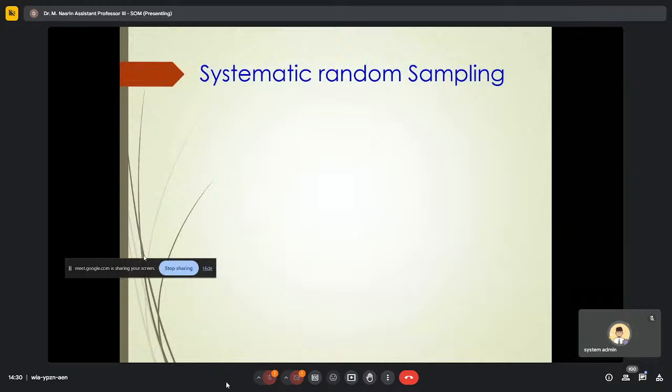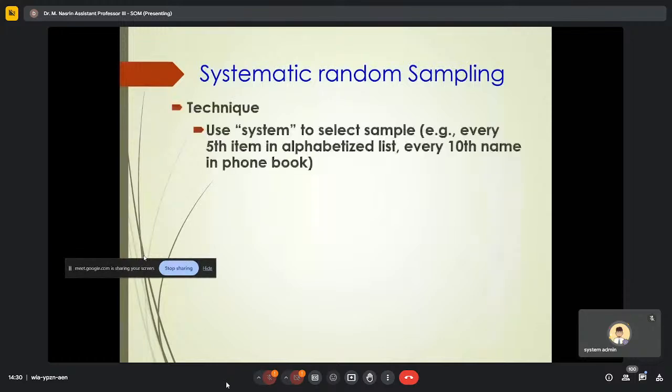So systematic random sampling is a second technique which I am going to adopt in my sampling. So what is systematic random sampling? In fact, this is the easiest technique that I can say. In this technique, we need to use a system to select the sample. If you have a record of all the students' names, then we can pick every 10th name or every 5th name. So there will be a system which we are going to follow.